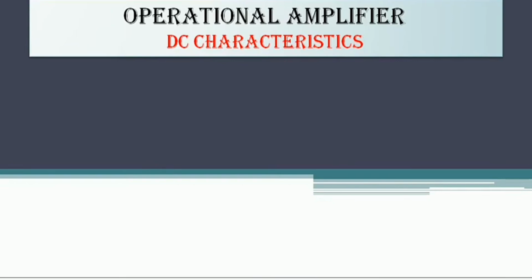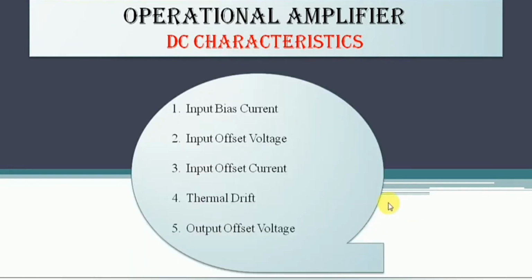In the previous video, we have seen one parameter of the DC characteristics, that is input bias current. Here, why we are considering these characteristics is, even if the AC signal is 0, the output voltage should be 0. But because of the internal parameters of the operational amplifier, the output voltage is not equal to 0. So in order to maintain the output voltage at 0, we are using some compensation techniques in the op-amp circuits. So we have seen the first parameter, that is input bias current.